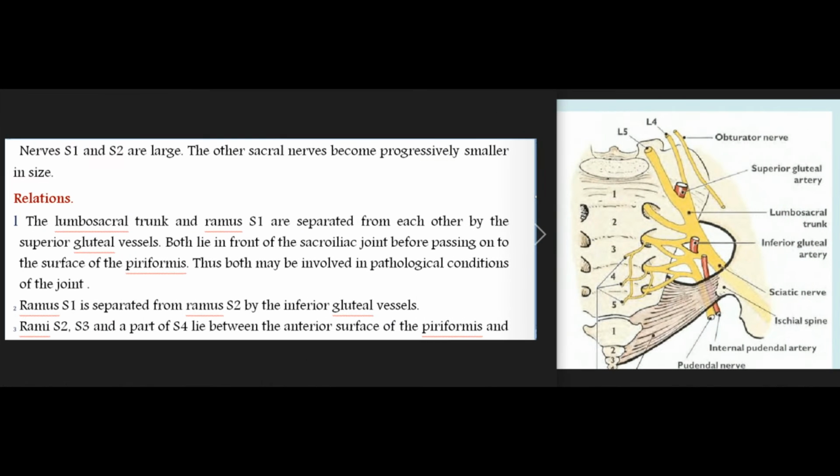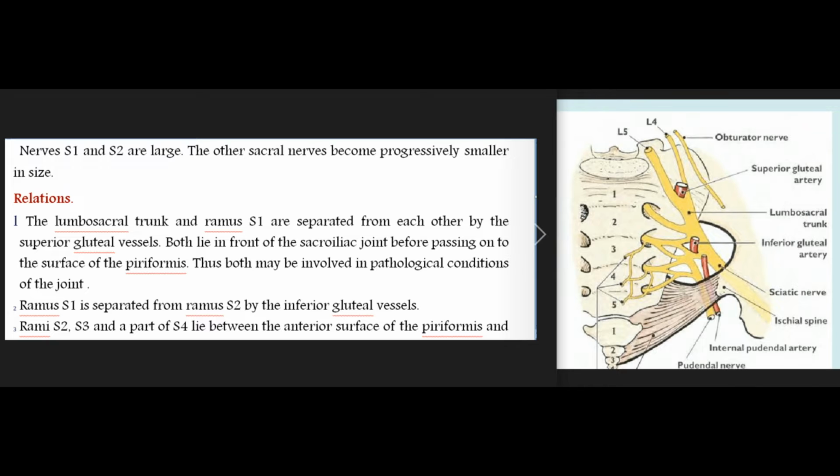Nerves S1 and S2 are large. The other sacral nerves become progressively smaller in size. Relations. 1. The lumbosacral trunk and ramus S1 are separated from each other by the superior gluteal vessels. Both lie in front of the sacroiliac joint before passing onto the surface of the piriformis. Thus both may be involved in pathological conditions of the joint.